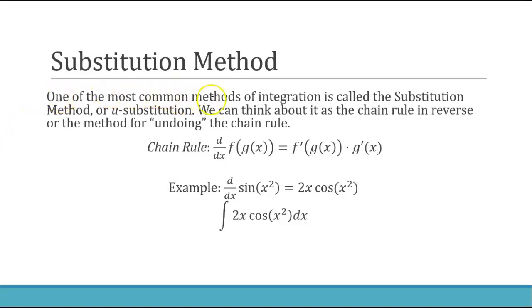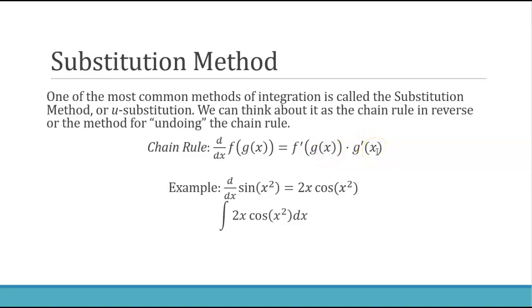One of the most common methods of integration is called the substitution method, or U substitution. We can think about it as the chain rule in reverse, or the method for undoing the chain rule. The chain rule, if you remember, says the derivative with respect to x of a composition f of g of x is equal to f prime of g of x times g prime of x.